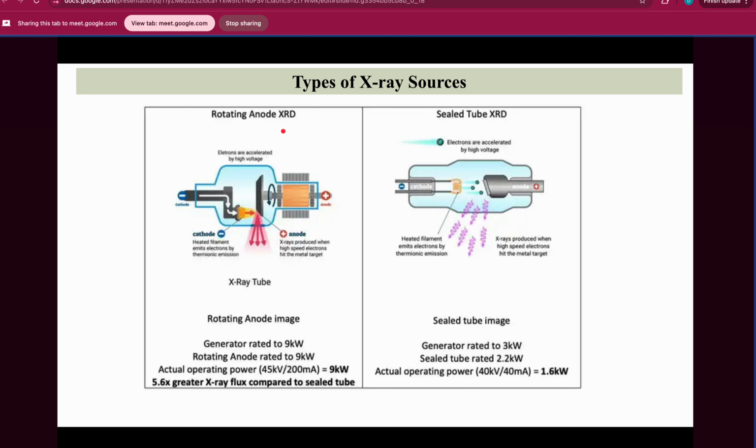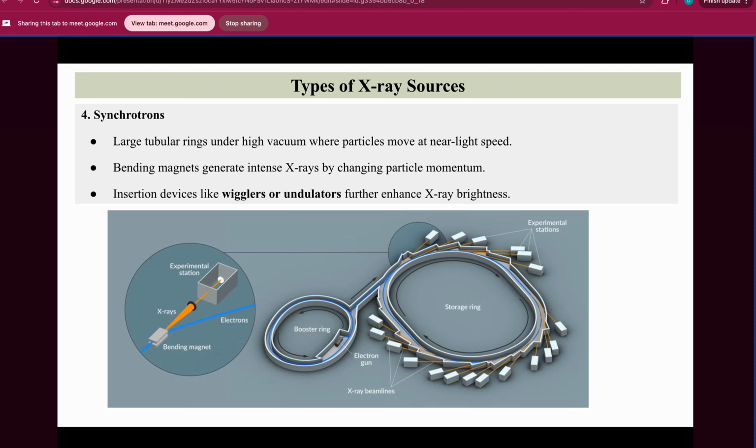But if we talk about the rotating anode X-ray diffraction, in this case, as the anode is rotating, heat is spread across a larger area, so we do not have to worry about that. In this case, the generator is rated to 9 kilowatt, which is approximately 3 times more than the sealed tube X-ray diffraction. And this rotating anode is also rated to 9 kilowatt, and the actual operating power is 9 kilowatt, which gives 5.6 times greater X-ray flux compared to the sealed tube. So that's why rotating anode is much preferable to the sealed tube X-ray diffraction method.